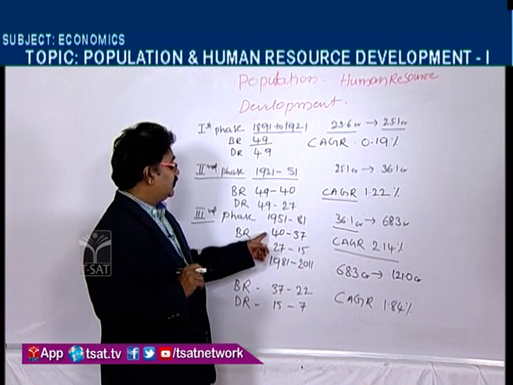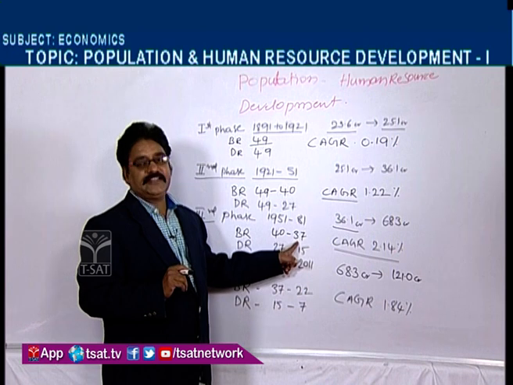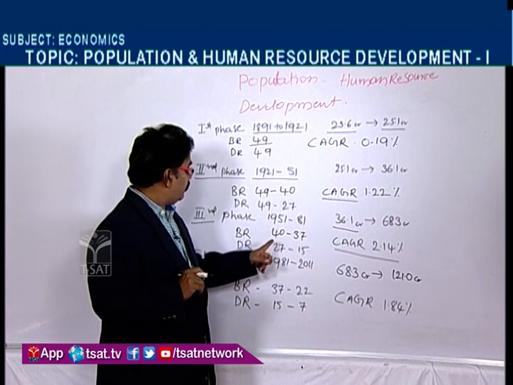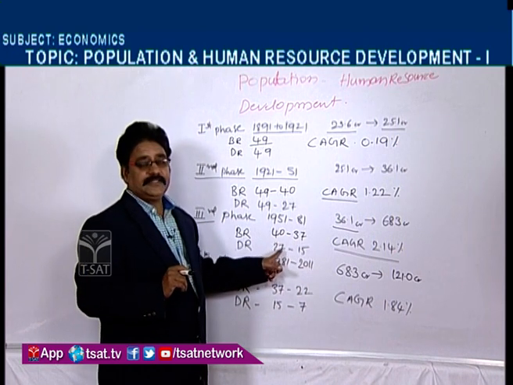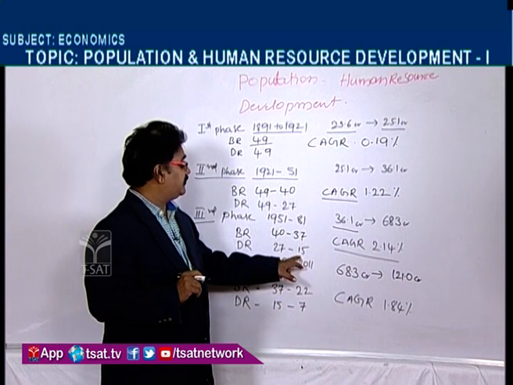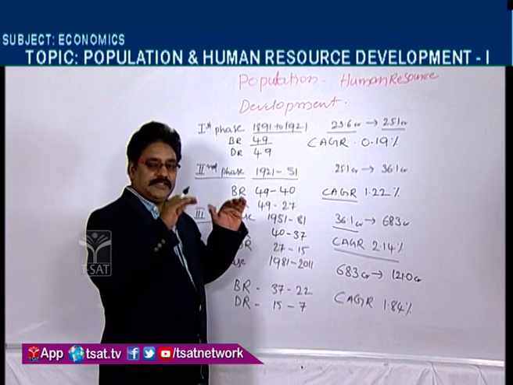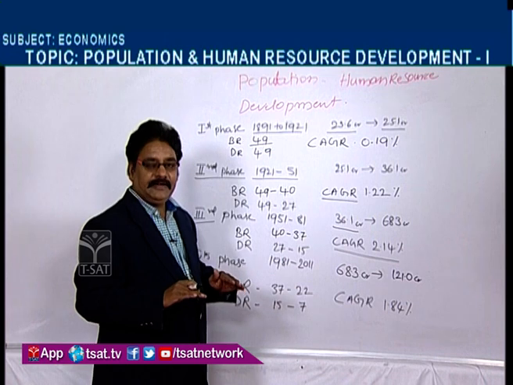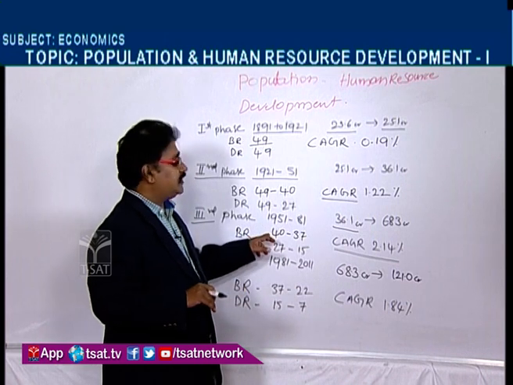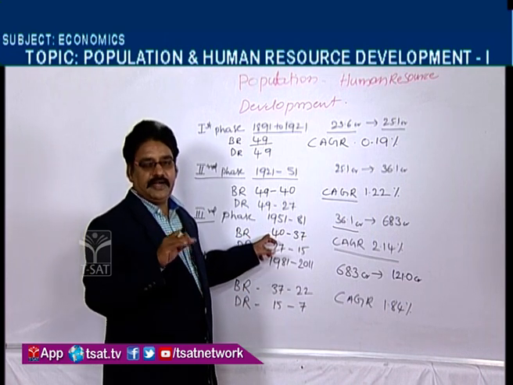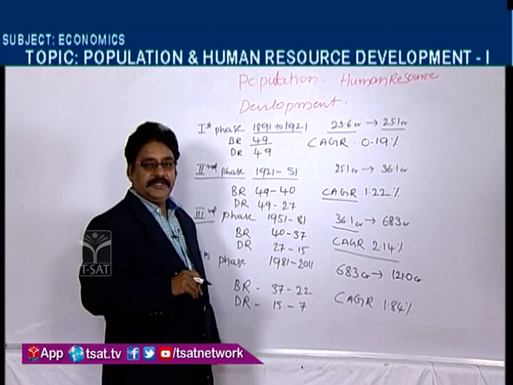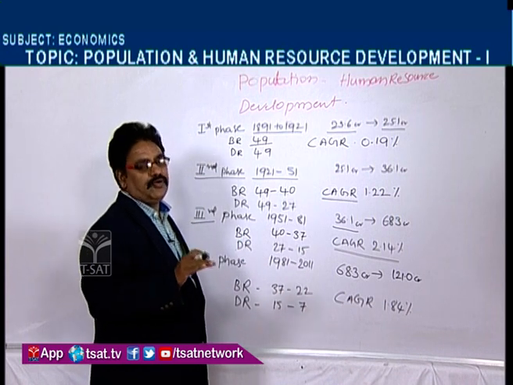The reason for that: birth rates decreased by only 3, whereas death rates declined from 27 to 15. Again, a considerable decline in death rates, and a negligible decline in the case of birth rates. This is due to economic progress.